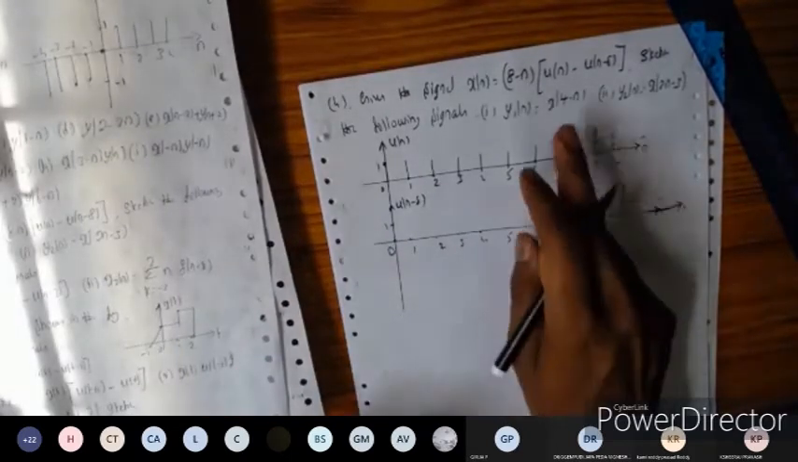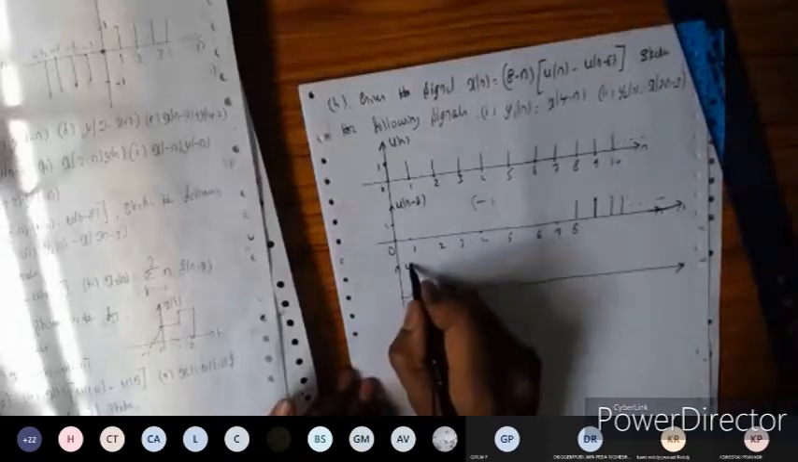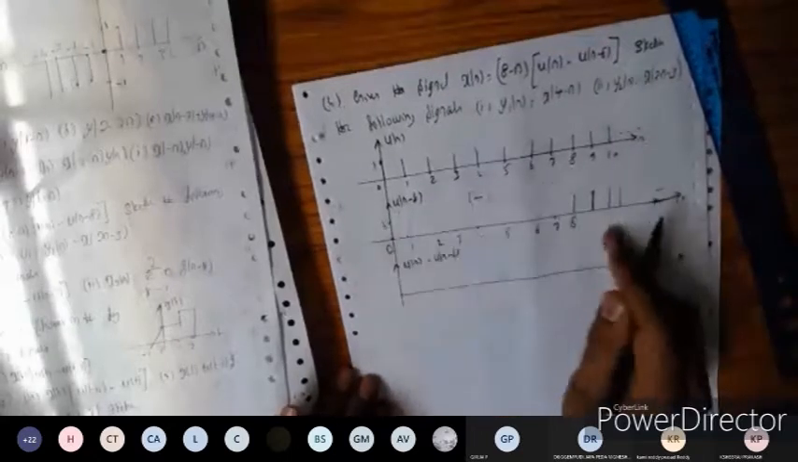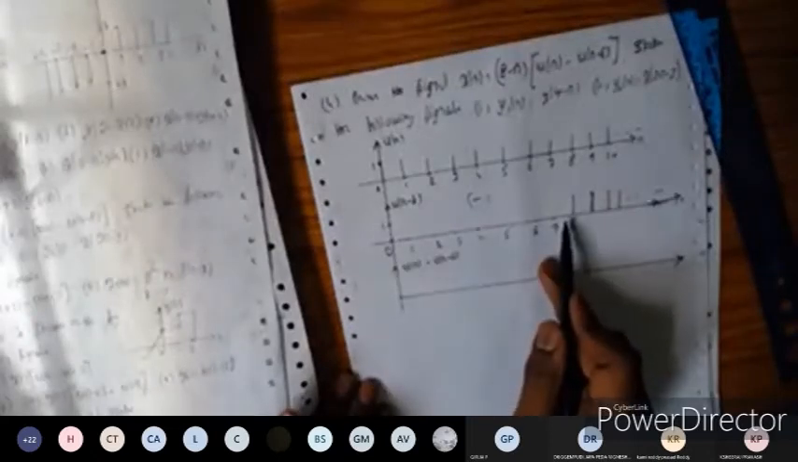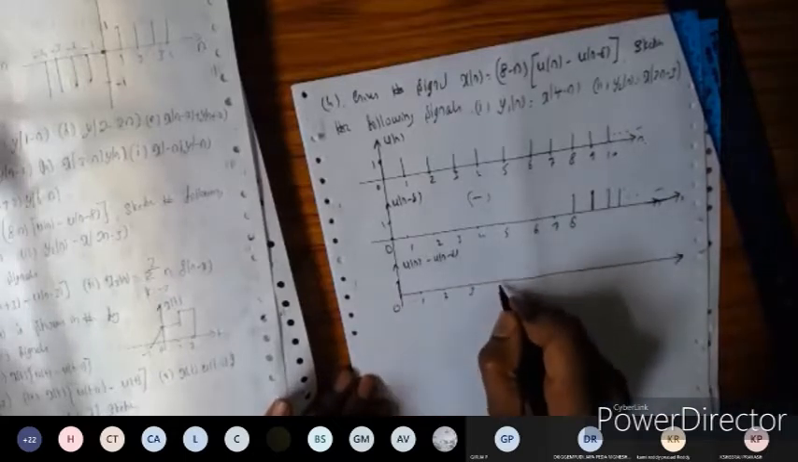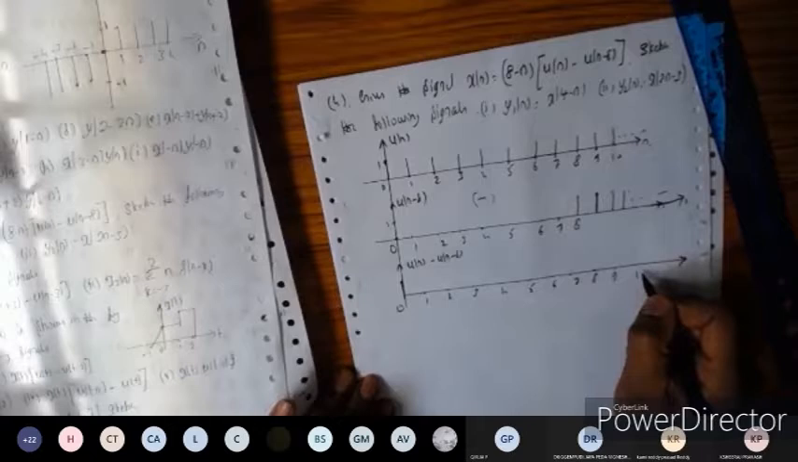Now when you take the difference, that is subtraction, the resultant waveform will be something like this. This is u of n minus u of n minus 8. Observe the signal here: from 0 to 7 it has the value 1, because 1 minus 0 gives the same waveform. That is 0, 1, 2, 3, 4, 5, 6, 7, 8, 9, 10, like this.